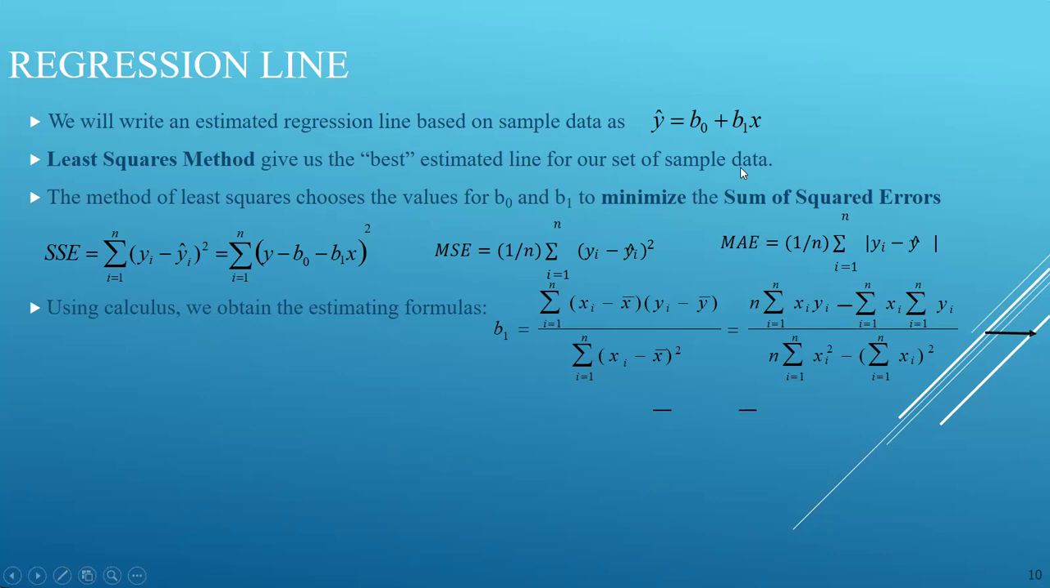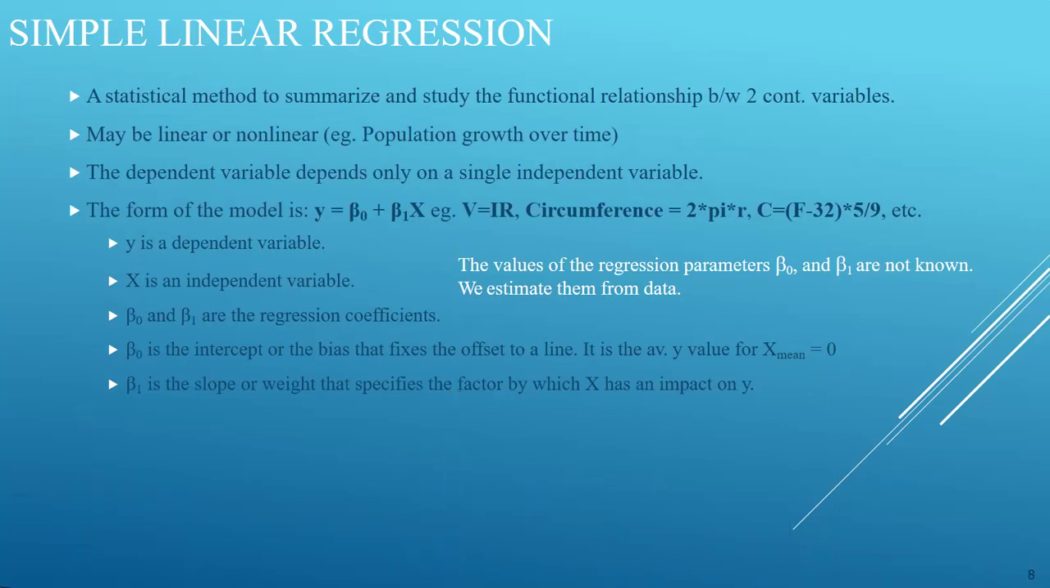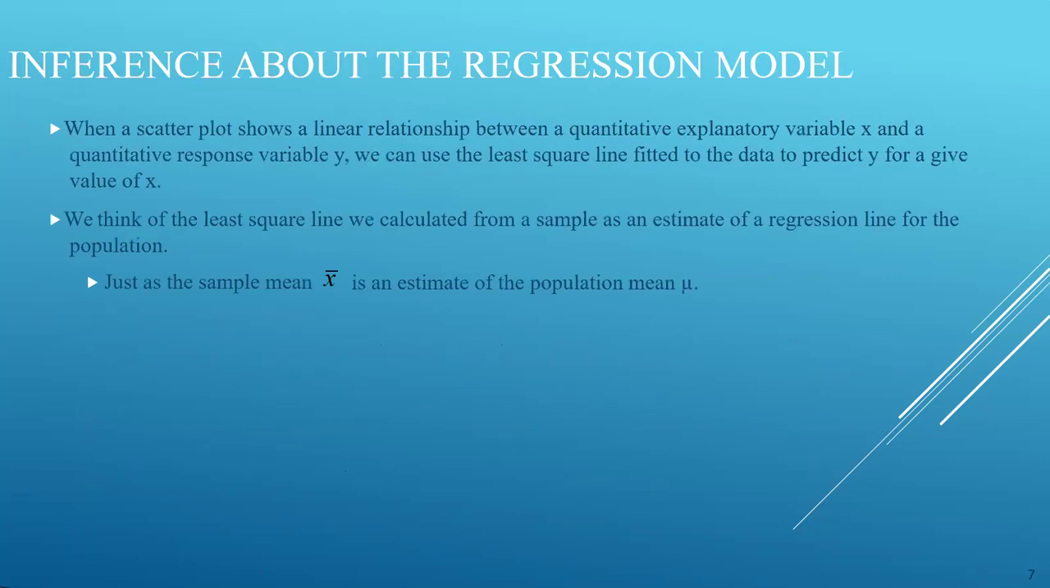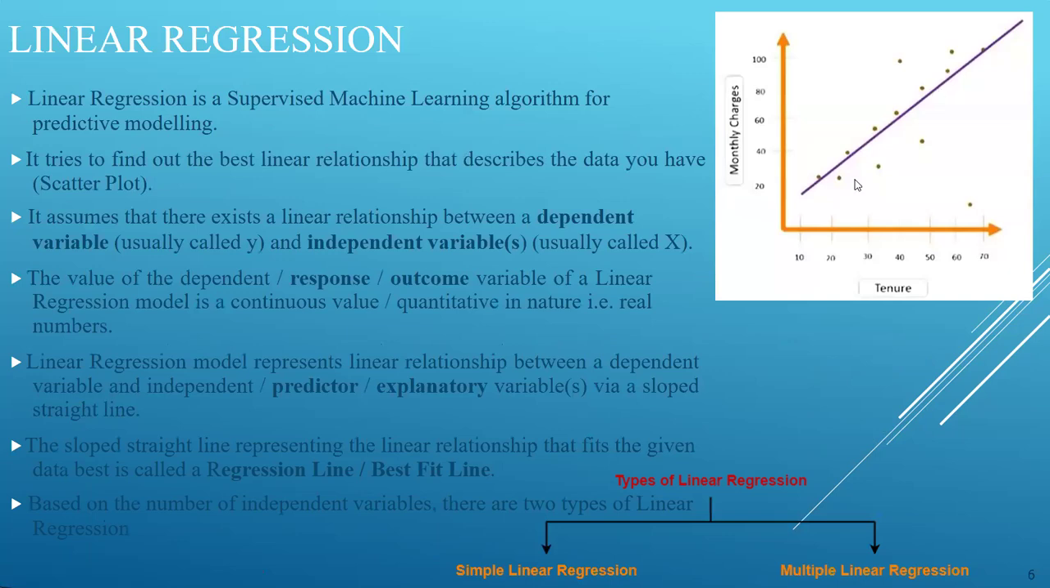So this is my equation: the predicted value is b0 plus b1 of x, where b0 and b1 are the coefficients. The least squares method gives us the best estimated line for a set of sample data. So I said that for these data points, I need to find the equation of a line that best fits. Now how will we find the best fit? By the error and then the cumulative error. The error must be minimum. That means the line is fitting best.